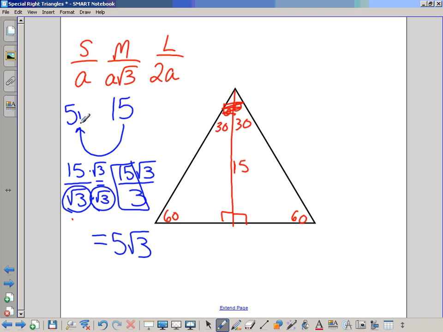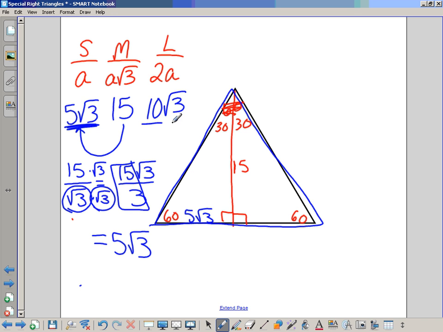That's your small side. So let's go ahead and draw that on the picture right there. That wasn't what the question asked. They didn't say, what's the small side of the right triangle you made? They said, what's the length of each side of the original triangle? Well, then they're asking us for the large side of this right triangle. And if the small is 5 root 3, the large is 10 root 3. That's the answer. That's the length of each blue side that I just drew.